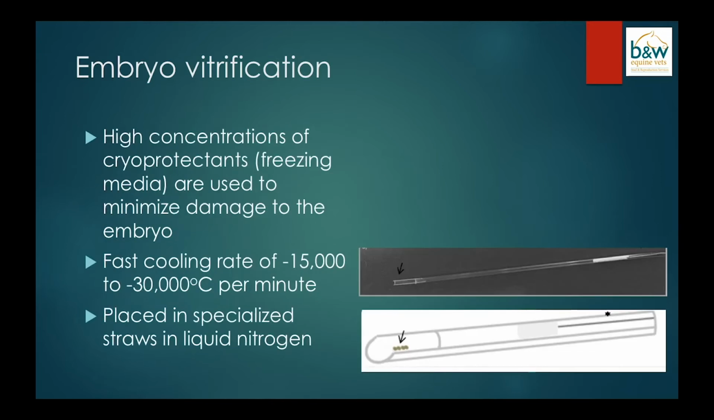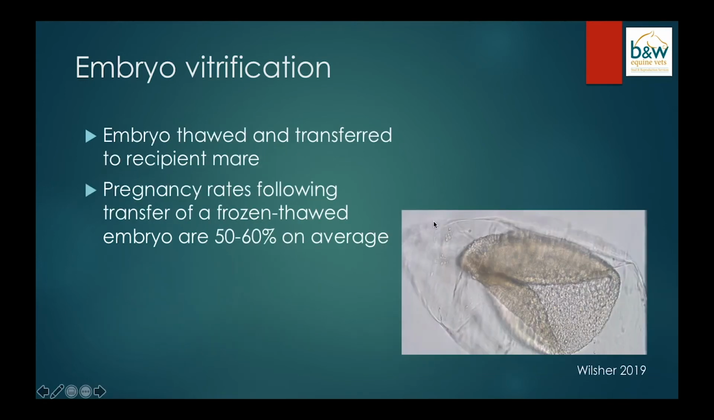So in the freezing process, high concentrations of freezing media or cryoprotectants are used, and that minimises the damage to the embryo as it's frozen. The cooling rates are very, very high for vitrification. So we're talking about minus 15,000 to minus 30,000 degrees Celsius per minute. A reduction rate that is that high. The embryos are then placed in these specialised straws. Here's a diagram of one, so you can see where they sit at the bottom there, and then they're placed in liquid nitrogen, and they can be stored there indefinitely. When they need to be thawed, they can then be transferred to a recipient mare. And here's a microscope image of a frozen thawed embryo. Pregnancy rates following transfer of a frozen thawed embryo are generally reported at 50 to 60%.